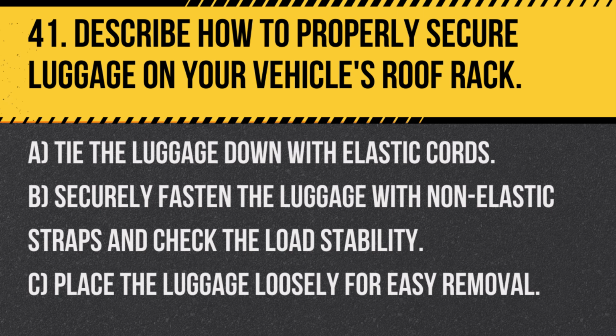Question 41. Describe how to properly secure luggage on your vehicle's roof rack. A. Tie the luggage down with elastic cords. B. Securely fasten the luggage with non-elastic straps and check the load stability. C. Place the luggage loosely for easy removal.